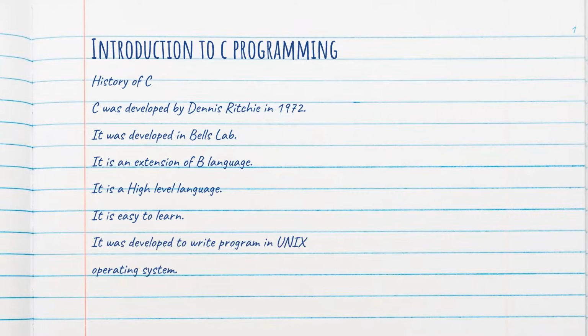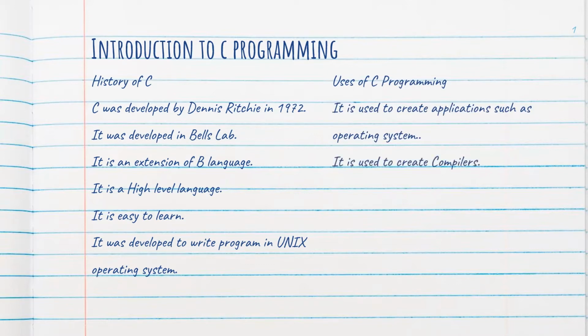There are different uses of C programming. It is used to create applications such as operating system. It is used to create compilers and databases, and it is being used for developing internet browsers.